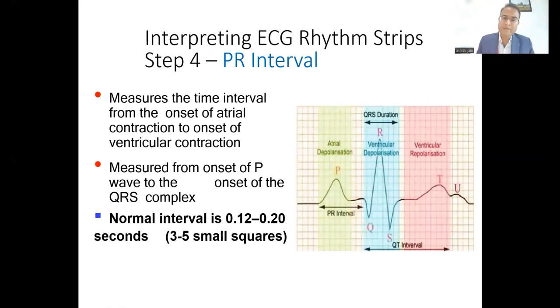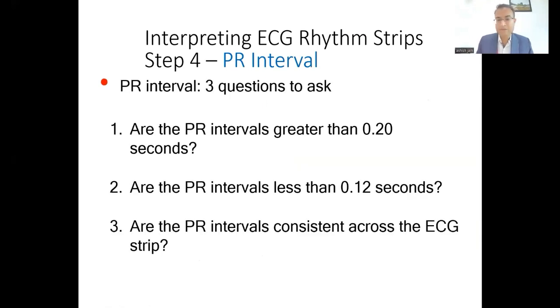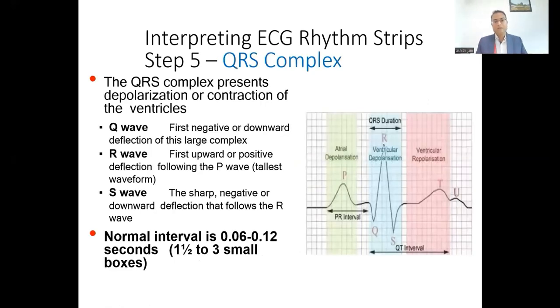Then we need to see the PR interval, which starts from the beginning of the P wave and ends at the start of the R wave. The normal duration is 0.12 second to 0.20 second, that means 3 to 5 small squares. And we need to see whether this PR interval is normal, high, or low.